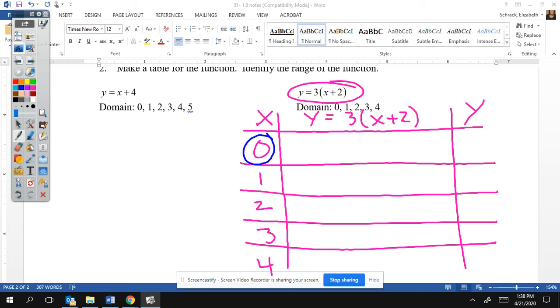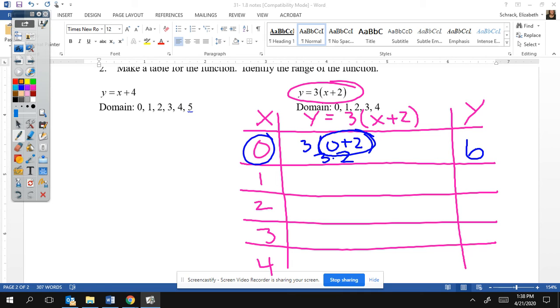So I'm going to first plug in 0 in place of an x. So it's 3 times 0 plus 2. And order of operations tells us, hey, do what's inside of the parentheses first. So 0 plus 2 is 2. 3 times 2 is 6.